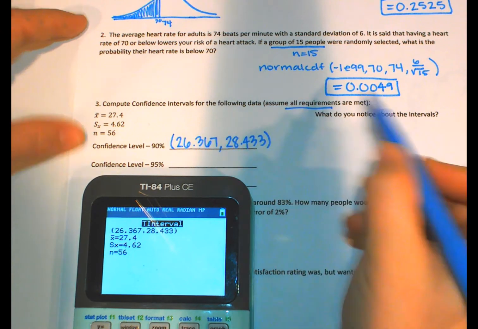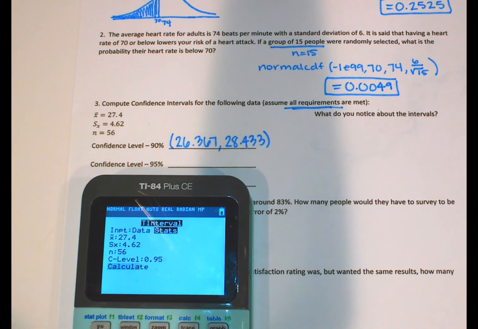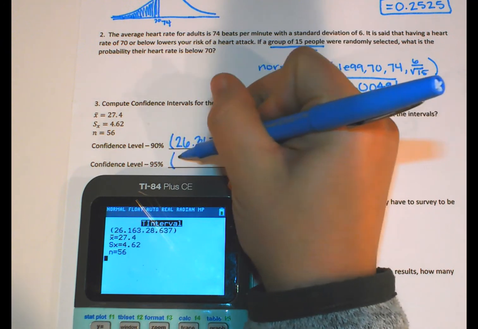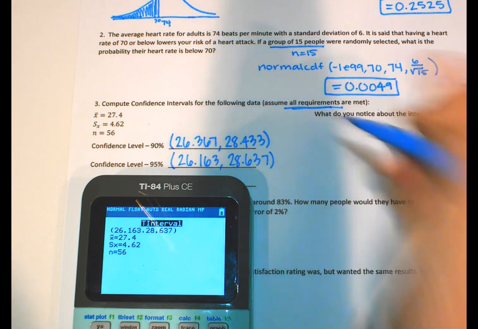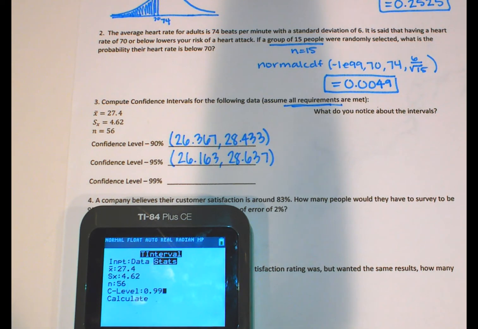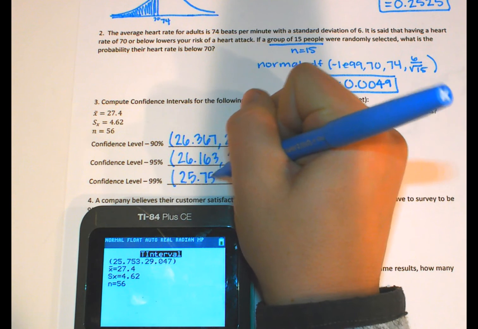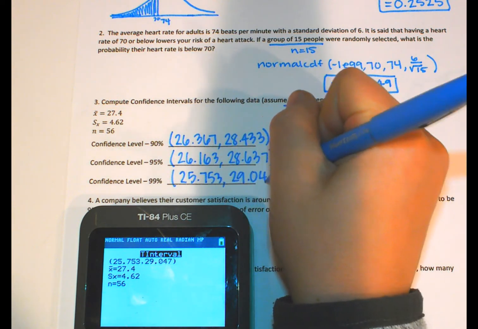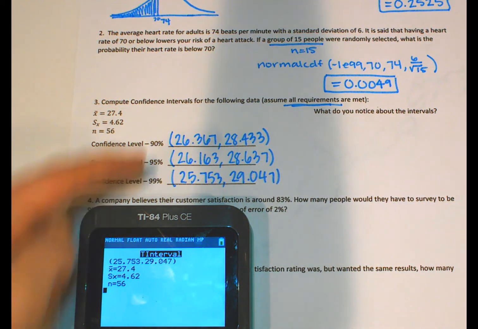So now we're going to run the same test. We're assuming all of our conditions are met. So we're just practicing running this interval and looking at the difference when we run it with a different confidence level. So when I run it at 95%, I get 26.163 to 28.637. And then I'm going to do the same thing. Stat, over to test, to t interval, and then I'm just changing this to 99. So I get that this is 25.753 to 29.047. So this is just practice running confidence intervals with different percentages.